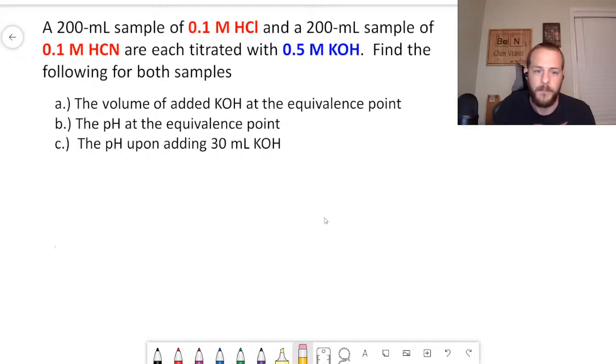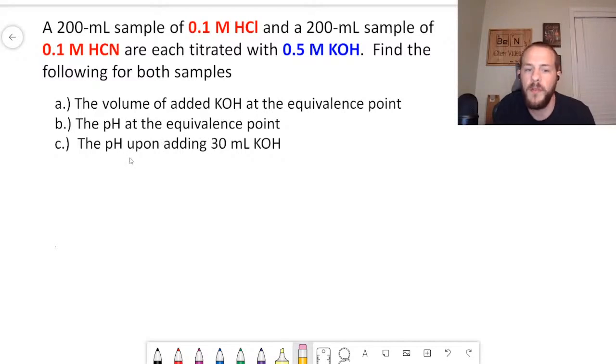Okay, so we figured out the pH at the equivalence point for both of these samples of acid, right? I'm a much bigger fan of the strong acid, strong base titration than the weak acid, strong base. So much easier, because pH is always 7, at least at the equivalence point.